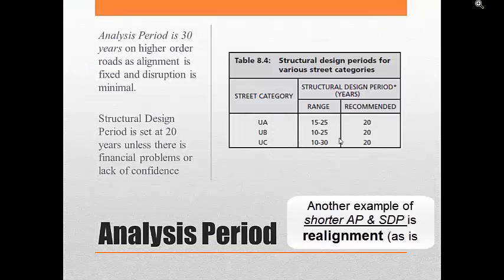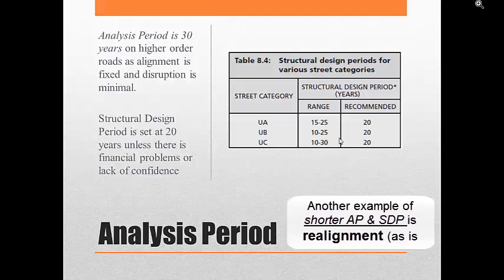As mentioned earlier, Class A and B category analysis period is 30 years. However, for category B, it can only retain a 20-year STP structural design period if the alignment is fixed and there are no huge concerns. However, where there is a lack of confidence or financial problems, etc., that analysis period then can be reduced to 15 years. And similarly, the longer analysis period can be reduced to 25 years rather than 30 years.